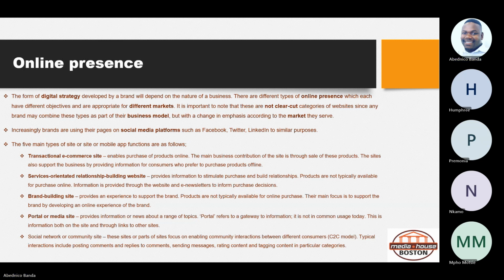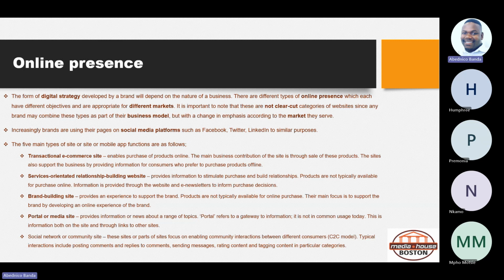There are 5 main types of site or mobile app functions that we can consider as part of online presence. So online presence can be in the form of a transactional e-commerce site. It can be a services-oriented relationship-building website. It can be a brand-building site. It can be a portal or a media site. And of course, the one that you are all more familiar with, it can be a social network or community site.